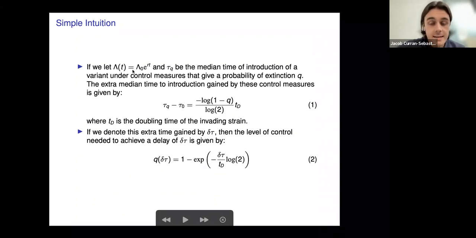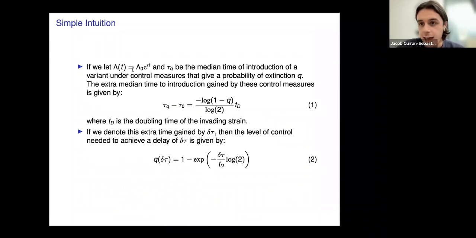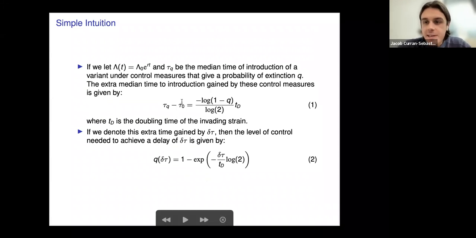So if we, for example, assume that the intensity is increasing exponentially, which is a reasonable assumption if there's an exponentially growing pandemic outside of your country or outside of your community, and we let tau of q be the median time of introduction given control probability q. Then the extra median time to introduction that you get, if q equals 0 is our baseline, the extra time that we buy is this tau q minus tau naught. And it has this expression here on the right-hand side where TD is the doubling time of the invading strain. So how long does it take for the number of cases to double?